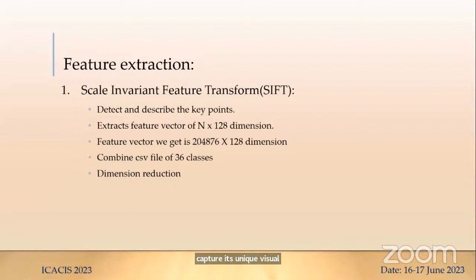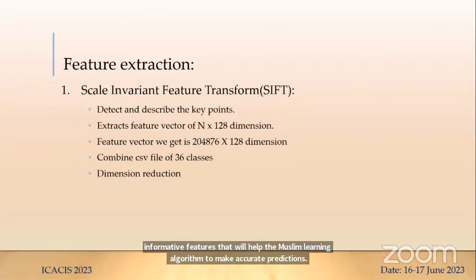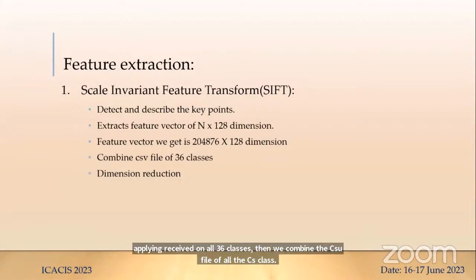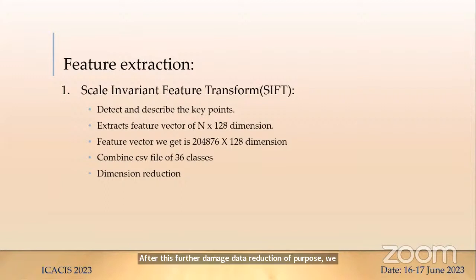Next, a subset of features is selected from the available data. The goal is to choose the most relevant and informative features that will help the machine learning algorithm to make accurate predictions. We save all the feature vectors in a CSV file after applying SIFT on all 36 classes. Then we combine the CSV files of all 36 classes. After this, for the dimensionality reduction process, we use k-means, where we reduce a feature vector of 128 into 8 clusters and then save the new CSV file.